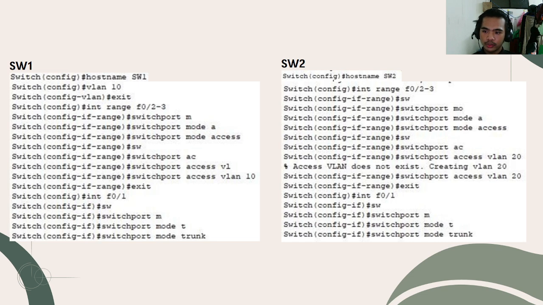And then for switch 1, I changed the hostname to SW1. I created VLAN 10 and then I assigned interfaces F0/2 until 3 into VLAN 10 and I enabled trunking mode. And then for switch 2, I changed the hostname to SW2. I created VLAN 20 and I assigned interfaces F0/2 until 3 into it, and I also enabled trunking mode.